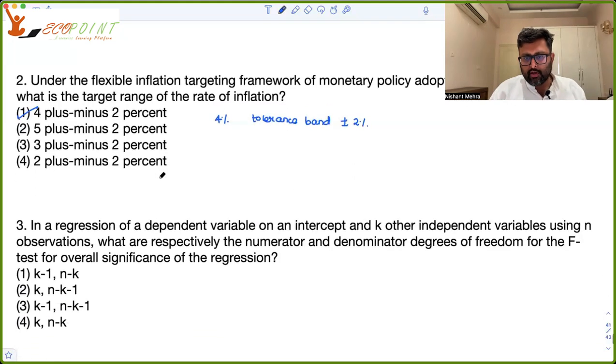In a regression model of a dependent variable on an intercept and k other independent variables using n observations, what are respectively the numerator and denominator degrees of freedom for the F test? So it is k minus 1 degrees of freedom for the numerator and n minus k minus 1 degrees of freedom for the denominator, right?